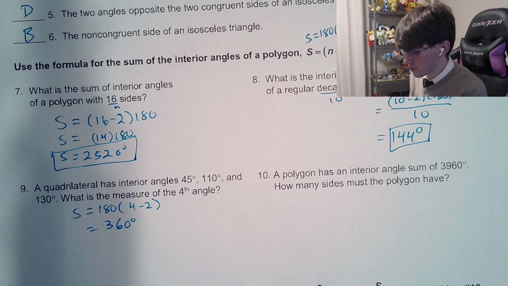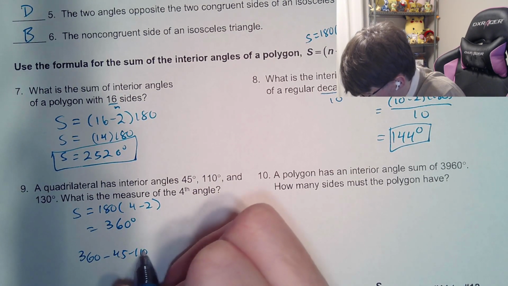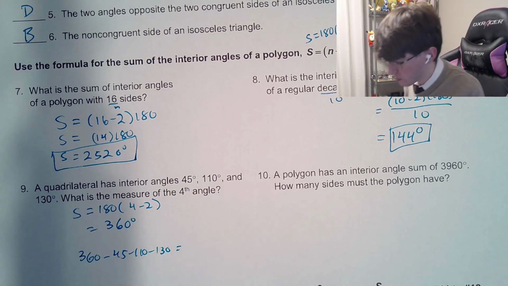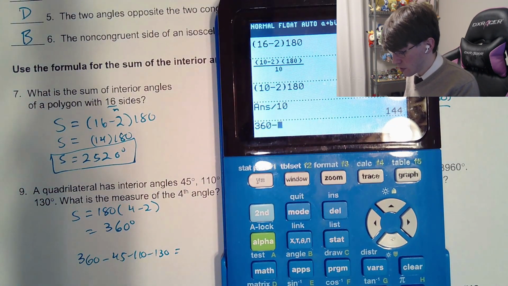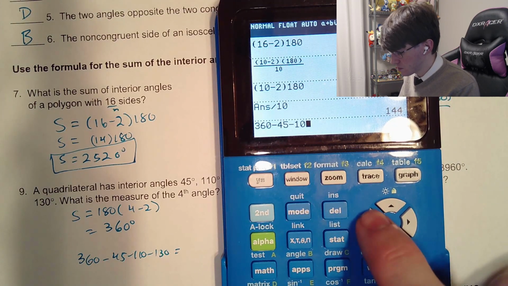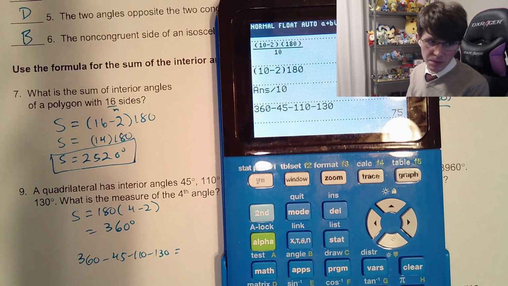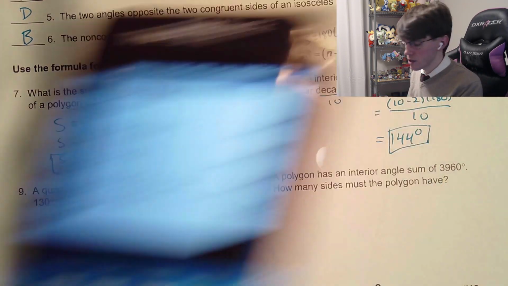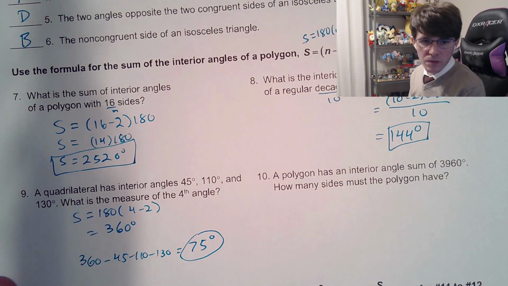But here, to find the fourth angle, we're going to subtract the other three. So we're going to do 360 minus 45 minus 110 minus 130. Figure out what that answer is, 360. I'm using my calculator here. I'm cheating. Minus 45 minus 110. Oops. Minus 130. Other teachers might have said to add all the numbers up and then do subtraction. It doesn't really matter. You get the same answer either way. You get 75 degrees. All right, let's move on.